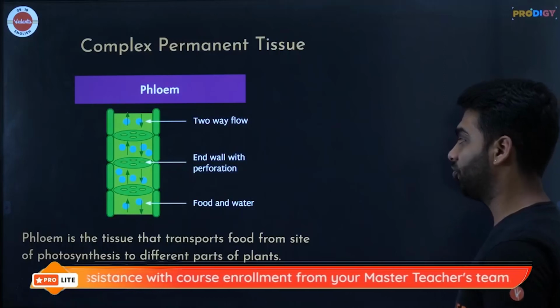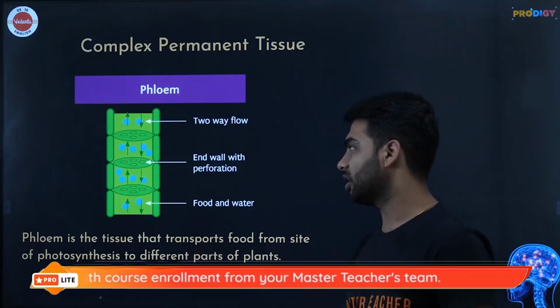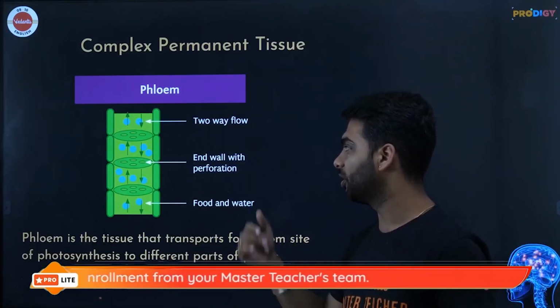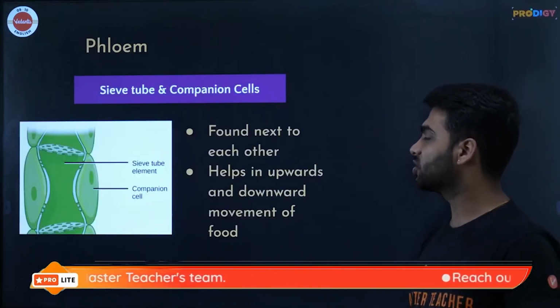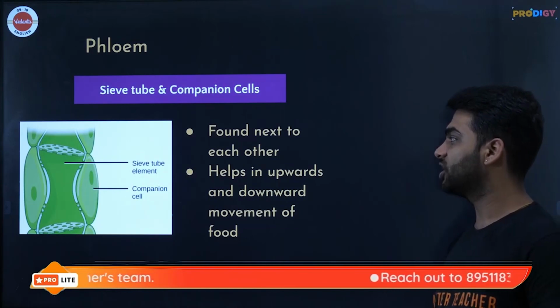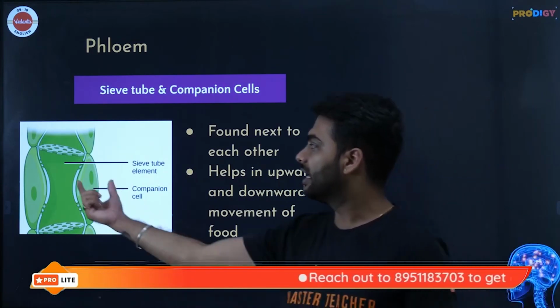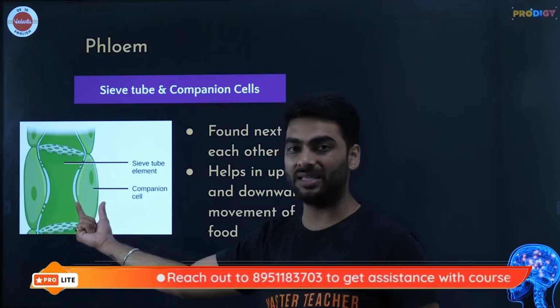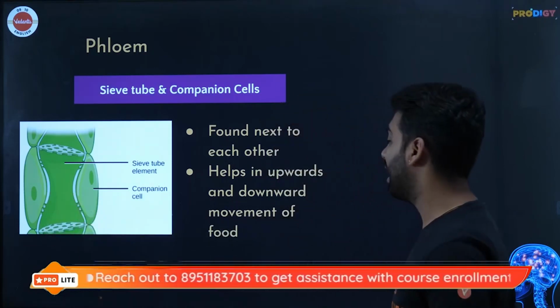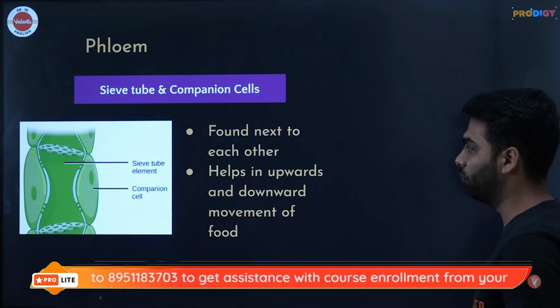And when I talk about the phloem, phloem is something which transports food. It has two-way flow with perforated end walls. Now, the phloem has the sieve tube and the companion cells, which are next to each other. So you can see that this part is the sieve tube element, and next to the sieve tube elements are the companion cells. They help in upward and downward movement of food.